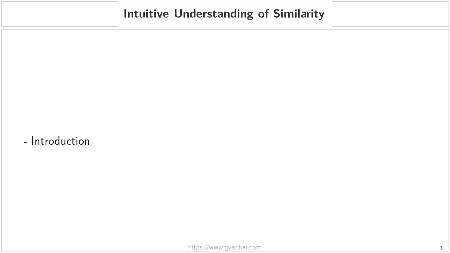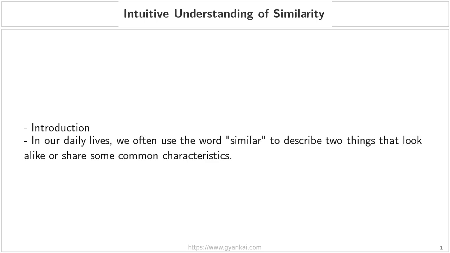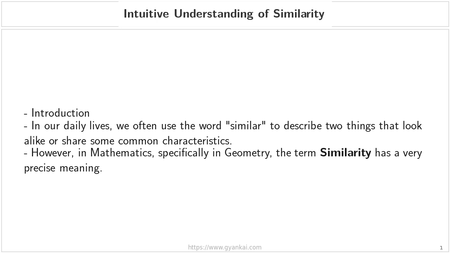Now, before we dive into the formal proofs, let's start with an introduction to what this concept actually represents. In our everyday language, we use the word similar quite loosely to describe anything that looks alike or shares a few common traits, like saying two people have similar personalities. However, as we move into the world of mathematics, and specifically within the study of geometry, we need to be much more careful. In this subject, the term similarity carries a very precise and strict meaning.